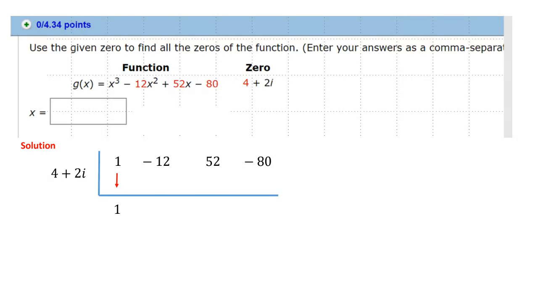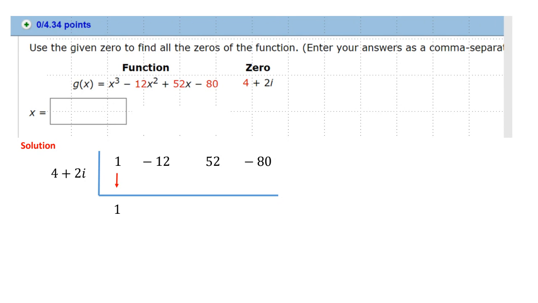So let's look at this problem here. Use a given zero to find all the zeros of the function. So they give us this function, x cubed minus 12x squared plus 52x minus 80. So I know that I could possibly have up to 3 zeros for this function, and they give me one of them already. They tell me that one of the zeros is 4 plus 2i.